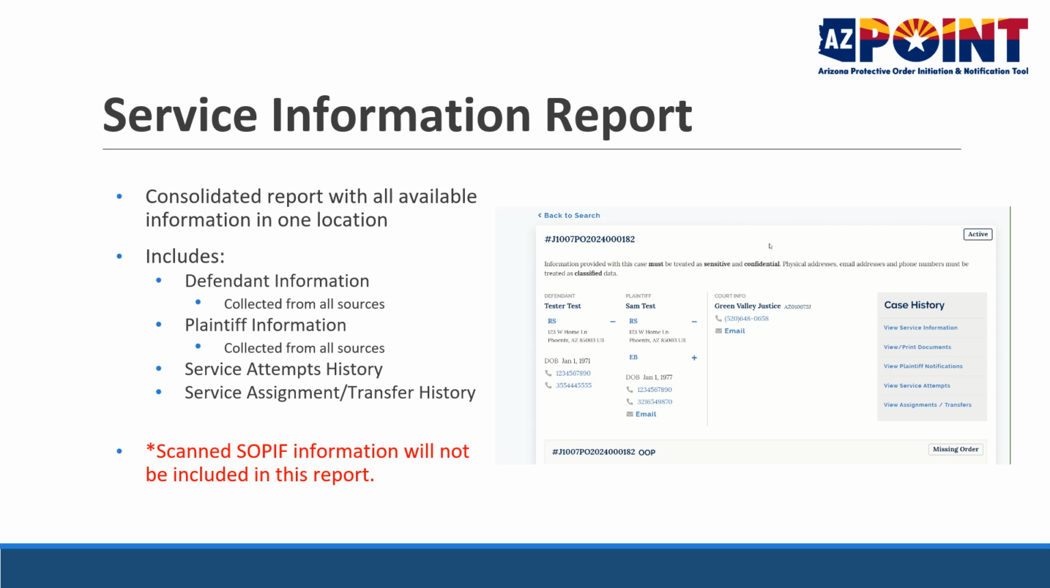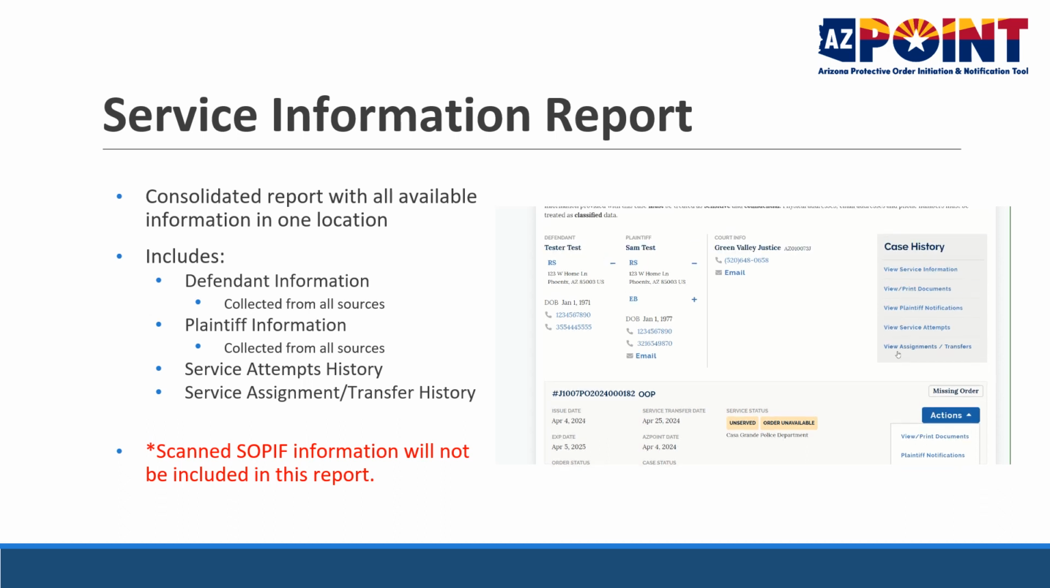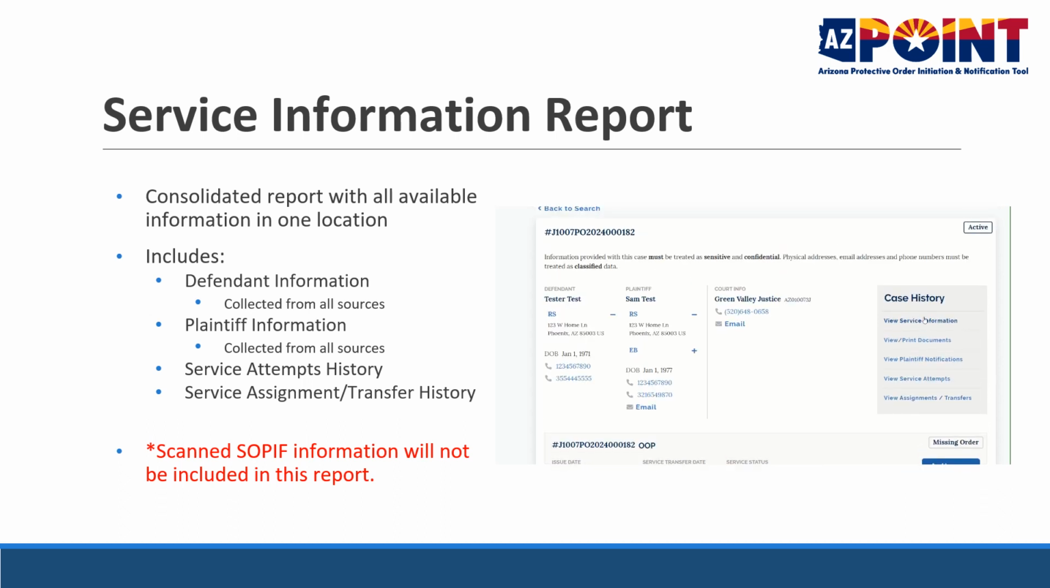So it's going to be accessible in two places. One, we have this quick link here from the case history field. You can click view service information. That will toggle open a PDF document report with all of those fields listed. You can also access it from the actions under view print documents as well. But for this, let's click on view service information because again, that's your quick one-click link to the report.